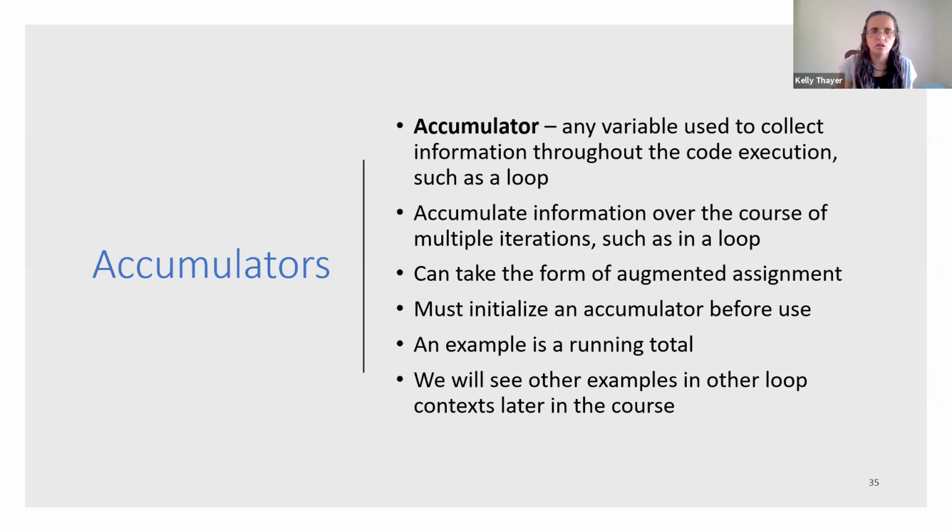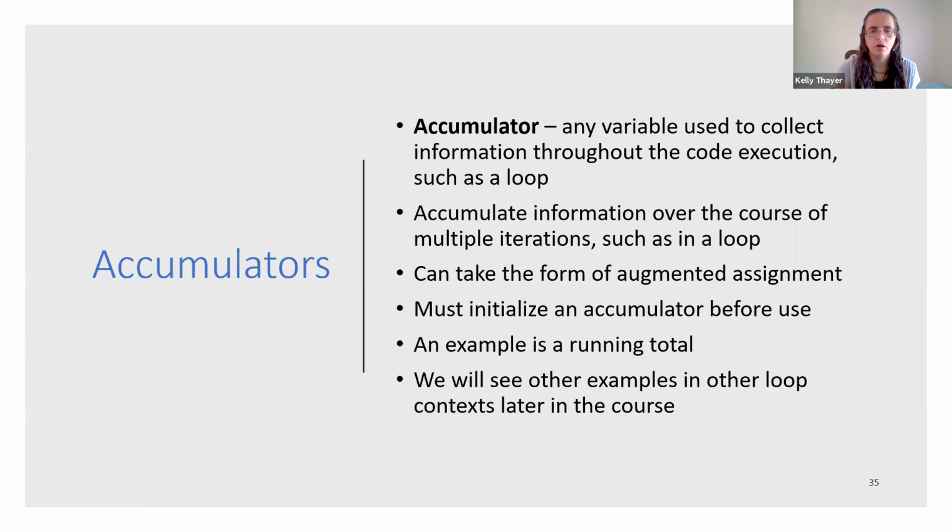It's a variable that's used to collect information throughout the code execution, such as a loop. You can accumulate information over the course of multiple iterations, such as in a loop. This can take the form of augmented assignment. You must initialize an accumulator before you use it, because again, you cannot reference a variable that does not have a value. So initialization takes care of that problem.